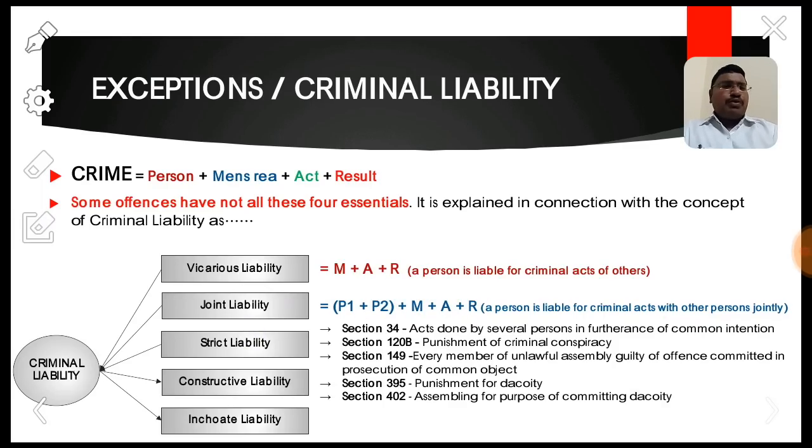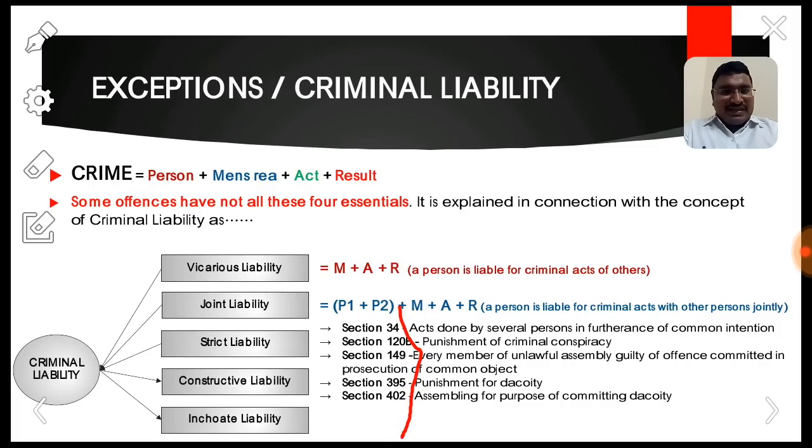Let us know the key provisions pertaining to joint liability in the Indian Penal Code. Section 34, Section 120B, Section 149, Section 395 and Section 402 explain the concept of joint liability. Here, according to Section 34, the acts done by several persons in furtherance of common intention is the concept. It explains joint liability.